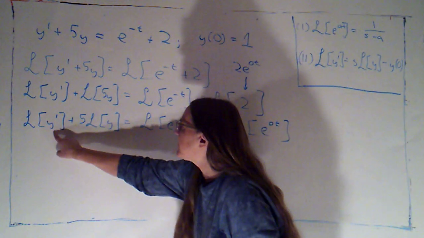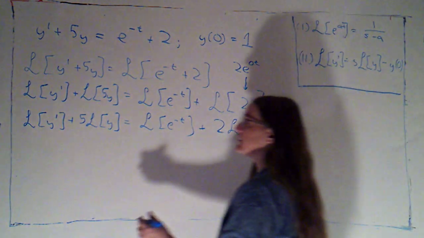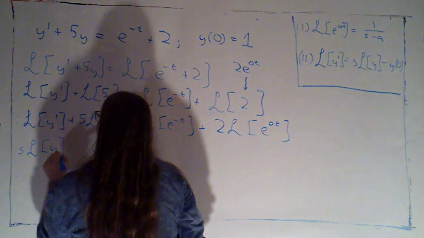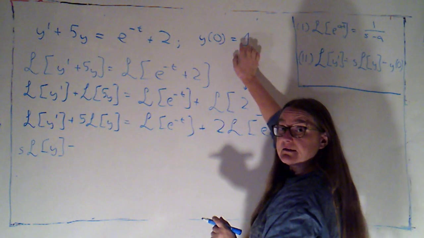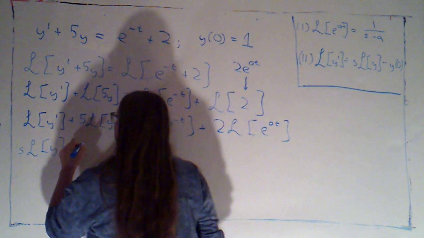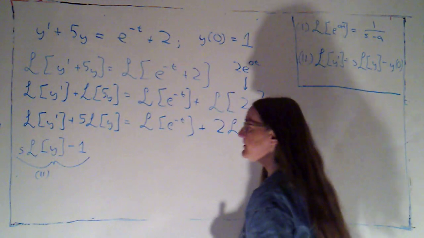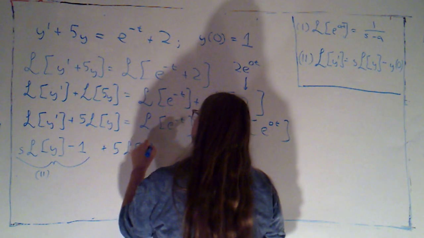So for the Laplace transform of y prime, rule number 11 told us what to do there. That's going to give me s copies of the Laplace transform of y minus my y value at 0. And since I gave us that, I can say this is minus 1. So that right there is just rule number 11, plus 5 copies of the Laplace transform of y.